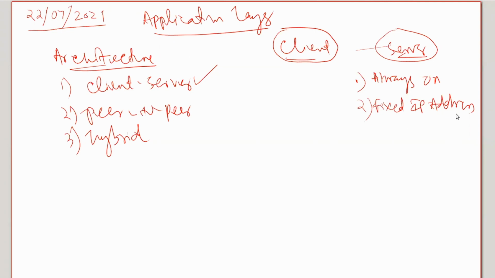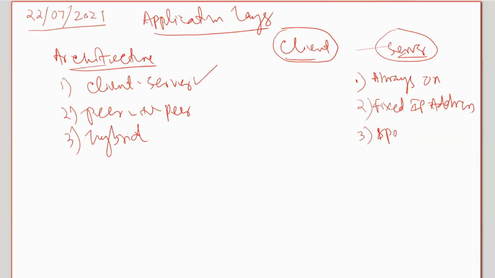Actually, it is not fixed forever. It may be fixed for one or two years, and after that the IP address may change. So in that sense I am saying it is a fixed IP address. The first property is that the server should be always on, otherwise I cannot get the service. The second property is that it must have a fixed IP address, to which I should contact to get the service. Third, it must provide a specific service.